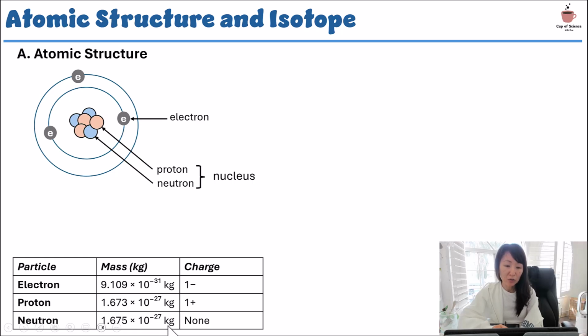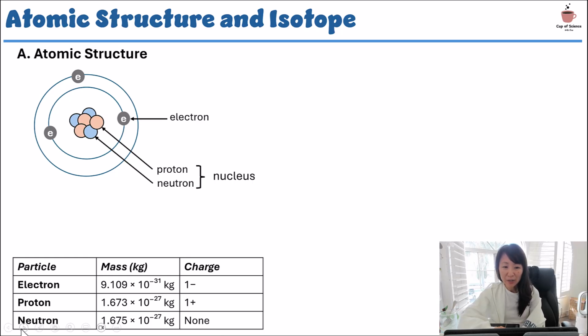Proton and neutron weigh very similarly. The charge of the proton, however, is vastly different from electron and neutron. Proton has a charge of +1, and neutron, like the name, is neutral, it doesn't have any charge.